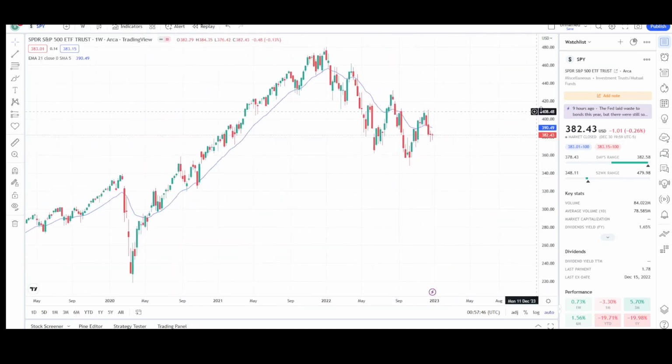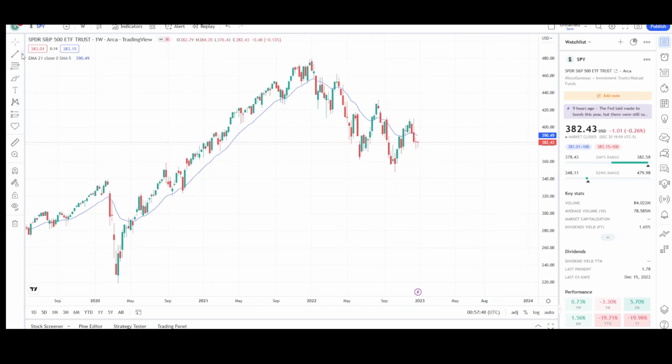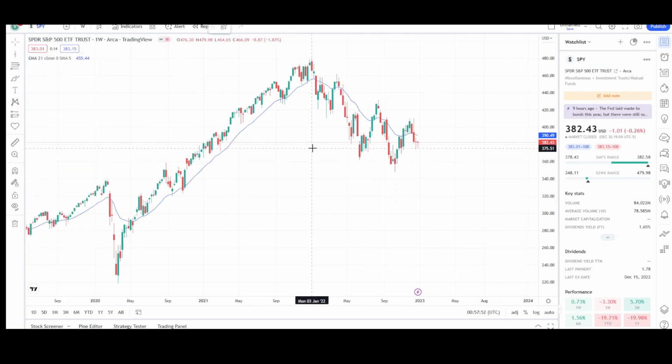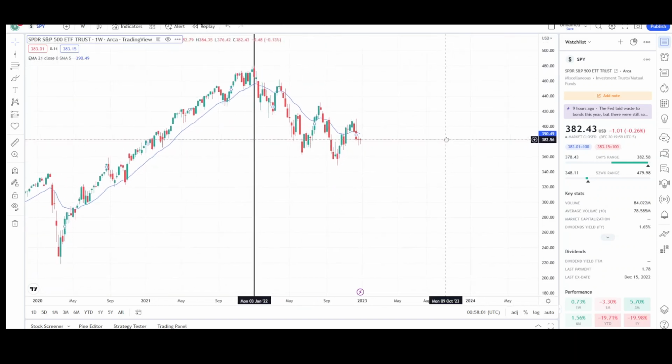So I'm gonna spend more time on the weekly chart. So let's go over 2022. I'll put a vertical line from the start, which is January, obviously, and that's pretty much right at the peak. So it's very easy to identify where the high was. It's right at the beginning of the year. So ever since then, we've been going down.